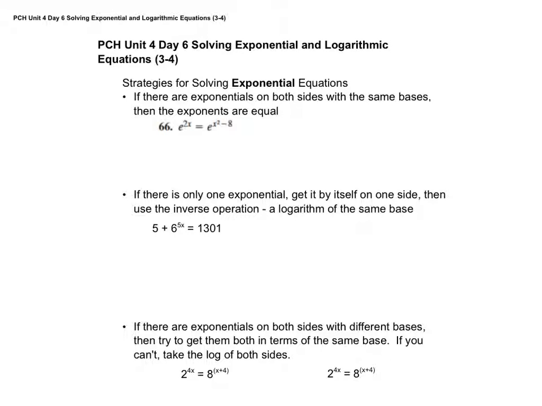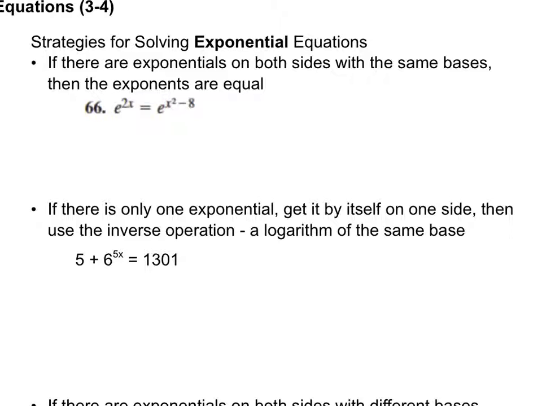There's three kinds of cases that we can look at here. The first of these is a little bit obvious if you think about it, but I also want to show you the algebra of why this works. The first case is when the exponentials are on both sides of the equation and the bases are equal, okay? So here we have e to the 2x and e to the x squared minus 8.